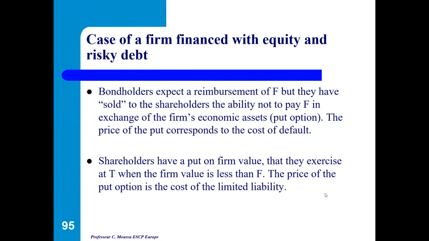Okay, so this is where we are. If I just summarize here, bondholders expect a reimbursement of F, but they have sold to the shareholders the ability not to pay F in exchange of the firm's economic asset. They have a put option, and the price of the put corresponds to the cost of default. And shareholders have a put on firm value that they exercise at T when the firm value is less than F. Otherwise they exercise their call. That is to say, they buy the firm from debt holders at price F, reimbursing the debt.